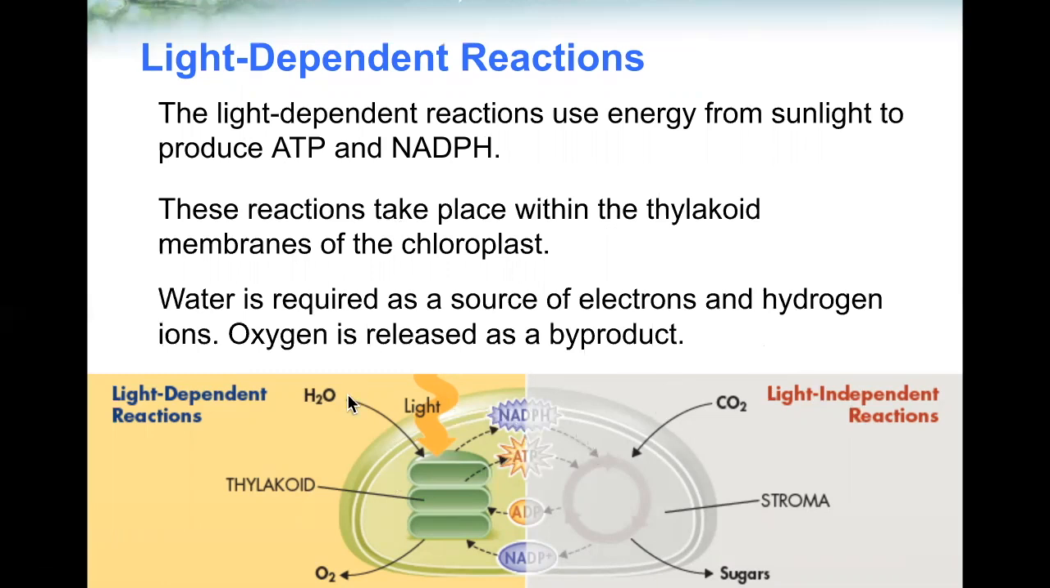These reactions, on this side, take place within the thylakoid membranes of the chloroplast. Water is required as a source of electrons and hydrogen ions. Oxygen is released as a byproduct. So water comes in and oxygen gas is produced.